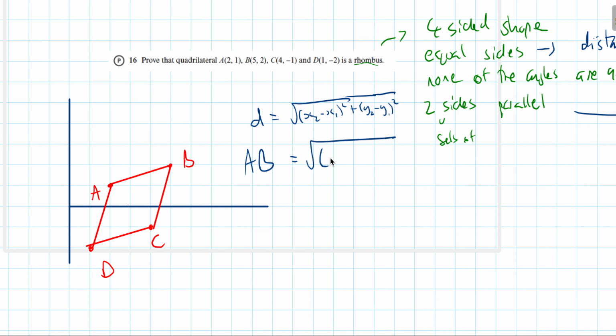So here, x2 is going to be 5 from the B, and x1 is 2 from the A, and then y2 is going to be 2 minus 1 squared.